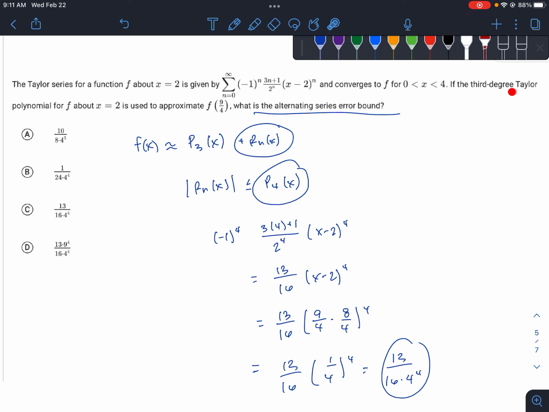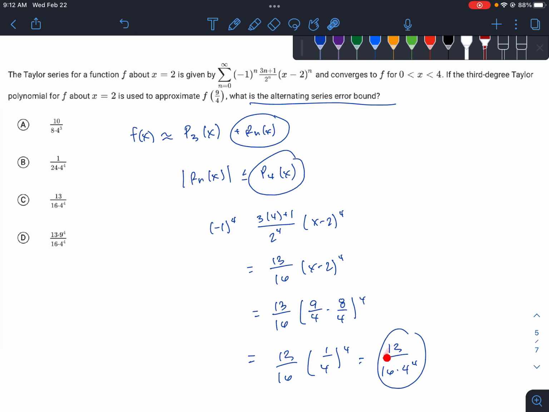The third degree Taylor polynomial is used to approximate our function at this value right here. The alternating series error bound, since this is an alternating series, says that the remainder has to be less than the term after the truncation, where the truncation occurs. That's a sub 4. So just plug in where you're approximating, and this right here will be the maximum that our error can be.